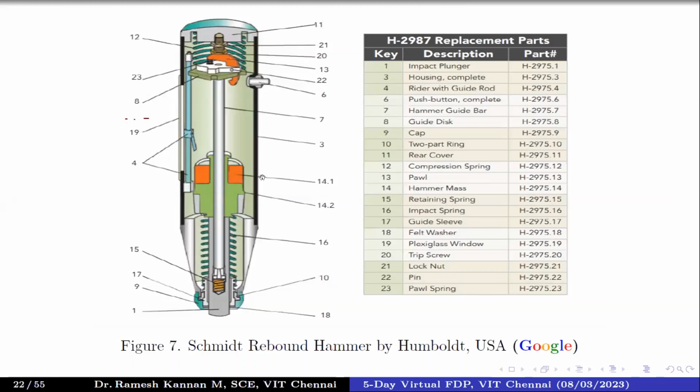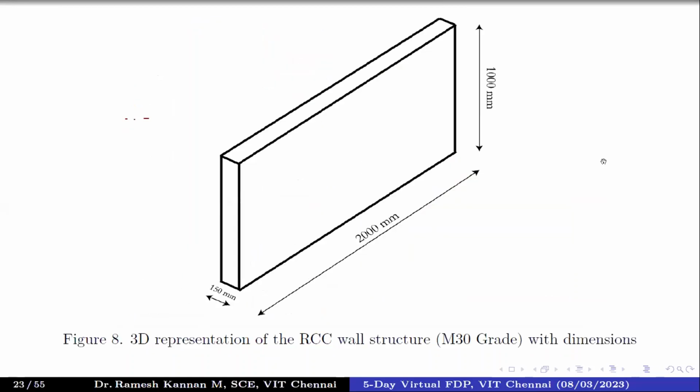So this is a typical component. Component one is very important, called the impact plunger. And then there is 21, which is the lock nut, that locks, then releases. And during the releasing process, we get the rebound number. And this is from Humboldt, one of the good manufacturers of Schmidt rebound hammers.